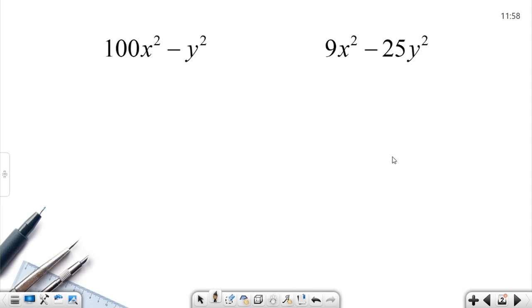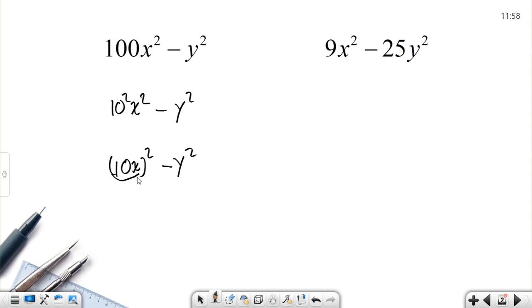Let's see some different questions. Again here, 100x squared minus y squared. There is a square, there is another square, but as you see, 100 is a coefficient, so I need all of them under the square. How can I do it? 100 is equal to 10 squared. So 10 squared and x squared, I can write as 10x squared minus y squared.